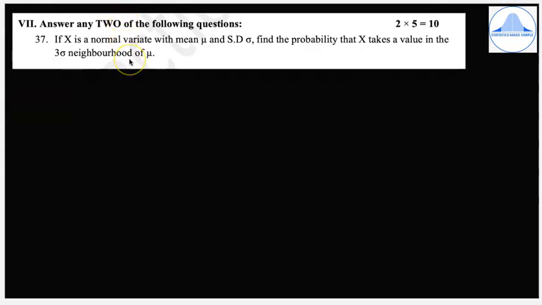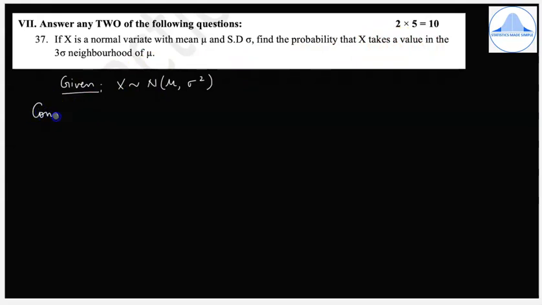So this particular question has been solved in one of my videos in the playlist of the normal distribution. This is an important question. So let us start with the information which is given. So given, we can just write x follows normal with mean mu and variance sigma square. Now they've asked us to find the probability that x takes a value in the 3 sigma neighborhood of mu.